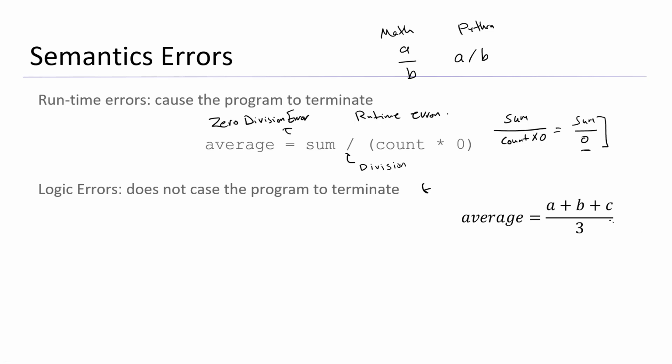Let's say that you want to calculate the average of 3 numbers, and the way to calculate the average of 3 numbers is you add the 3 numbers together and then you divide them by, let's say, 3. And let's say you write this in Python this way. We will see later on that if you try to do this in Python, you will not get the correct average. So this statement is not correct.